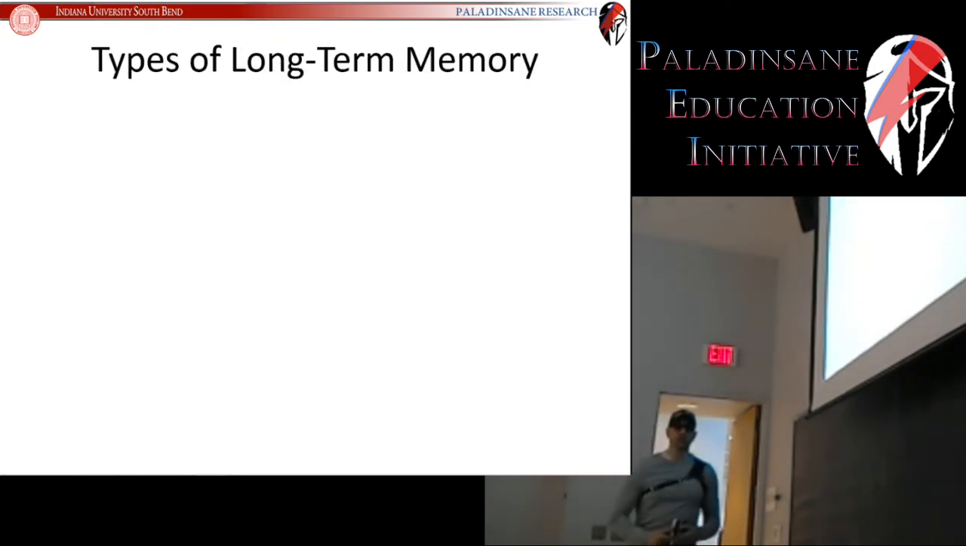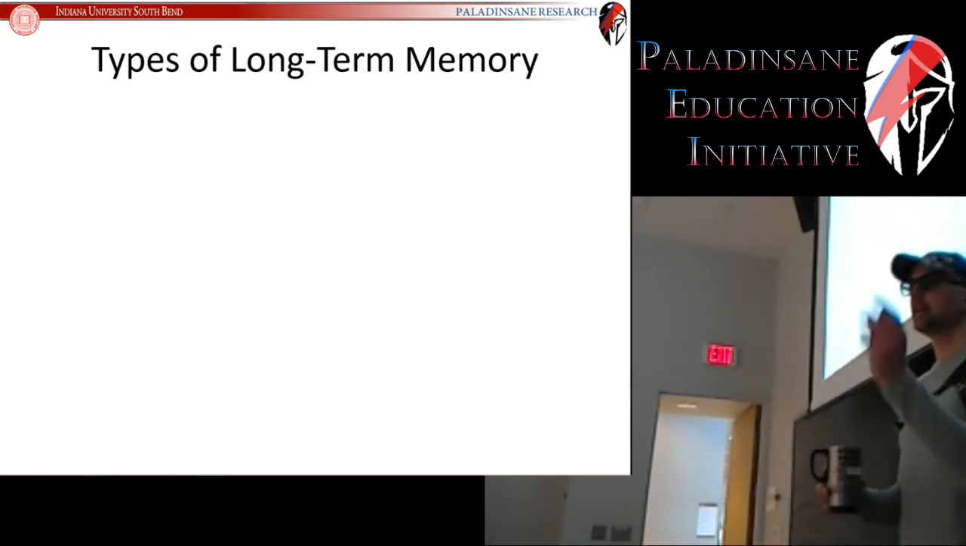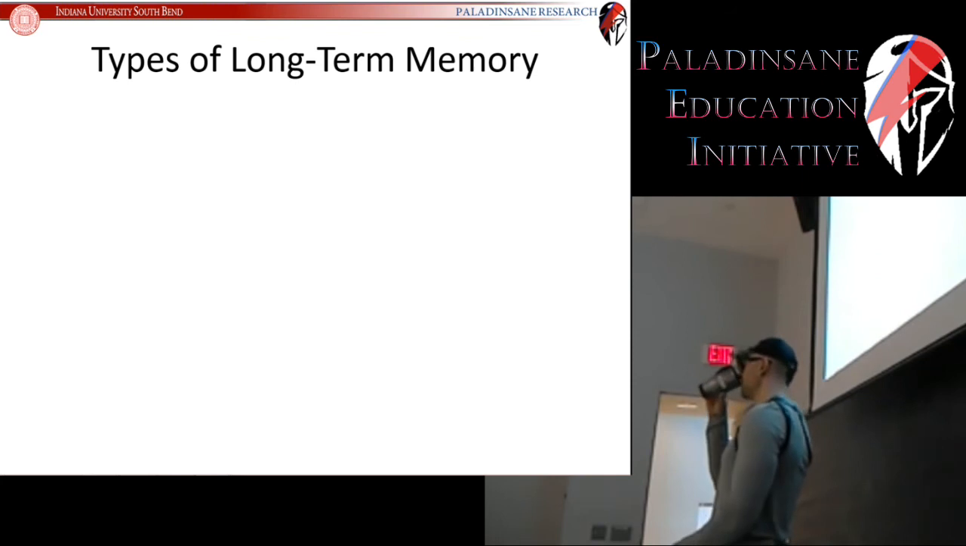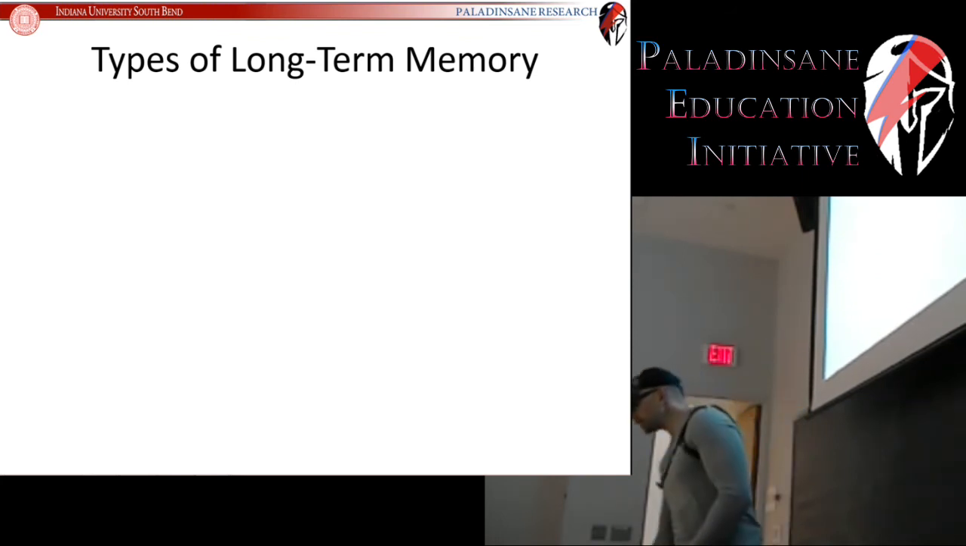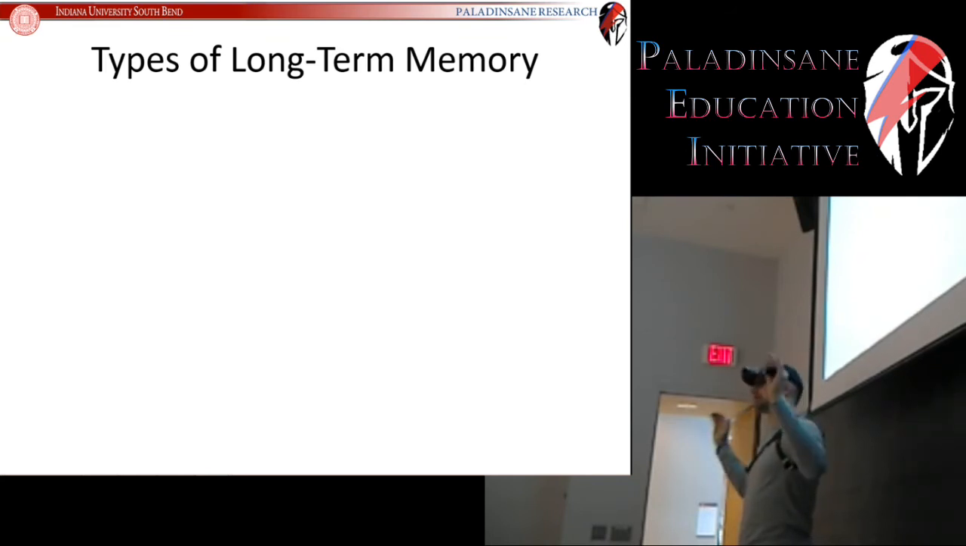Okay, so the next thing we're going to introduce, speaking of long-term memory, is that they've also identified different types of long-term memory. So we have this vast memory storage mechanism where we can remember tons of things, but we can also remember different types of those things.